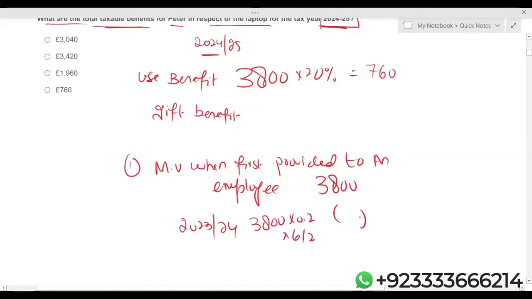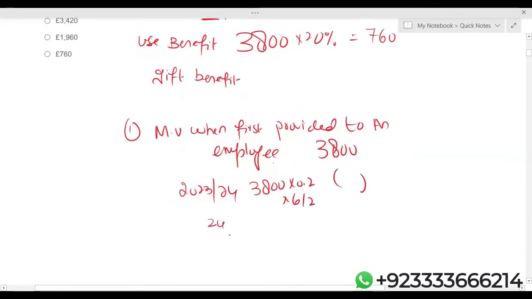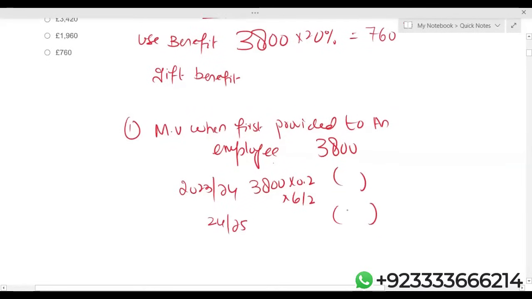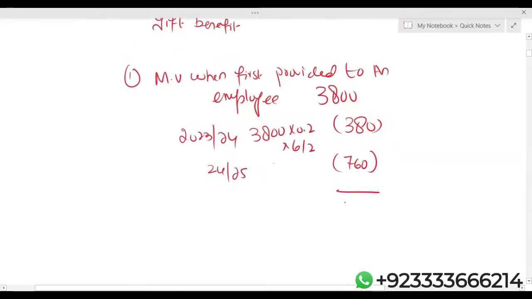So we'll deduct the 6-month benefit. In the tax year 24-25, Peter has utilized the entire tax year. The entire tax year is 760, so half of that. So simply 3,800 minus 380 minus 760. I'm getting 2,660.